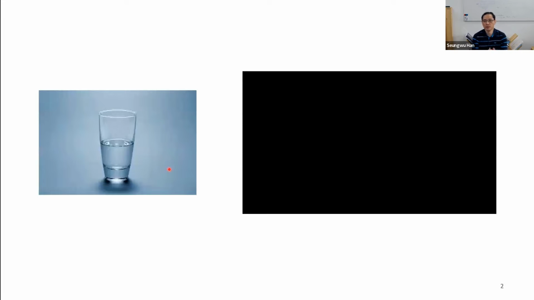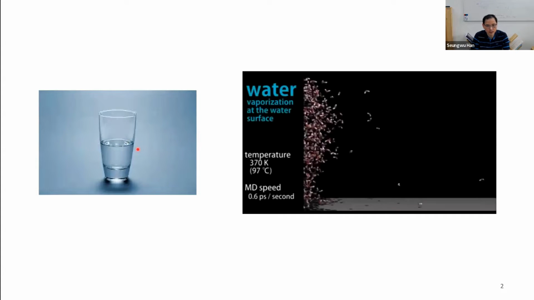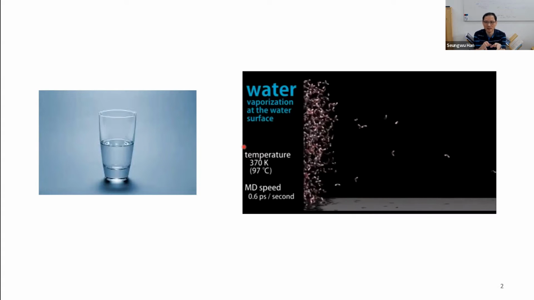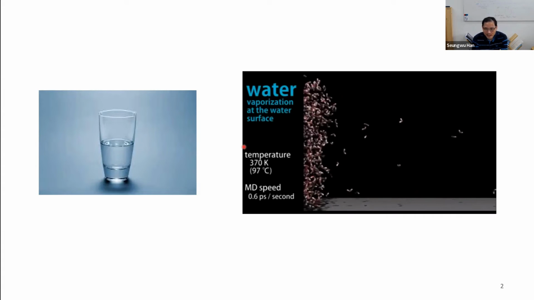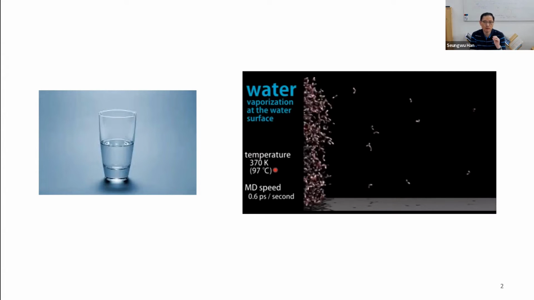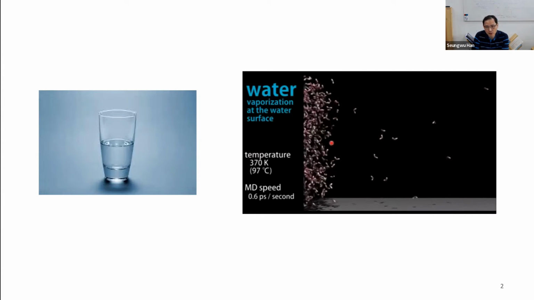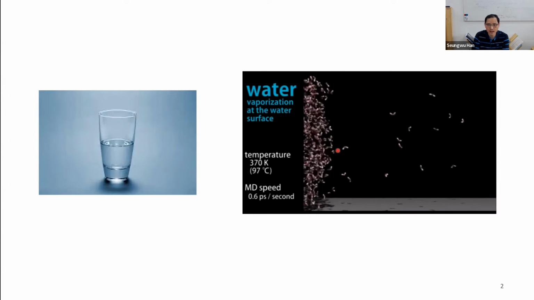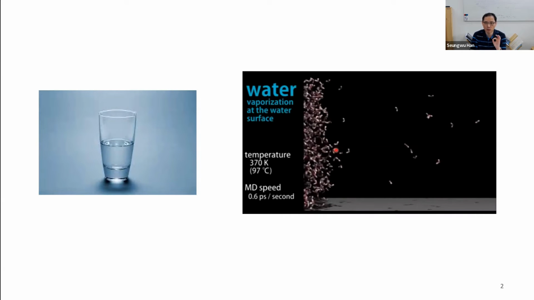Okay, let's begin with this simple picture. This is a cup of water, and it's quite silent. But if you zoom into the surface of the water, you can find that the atoms are always moving around. And at the surface, the temperature is very close to boiling temperature. So atoms sometimes, with high enough kinetic energy, will depart from the surface. And this is the evaporation of the water molecule.